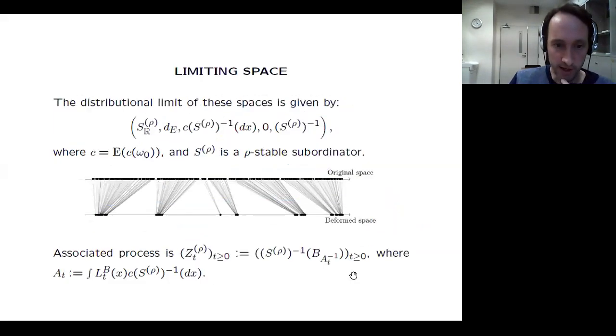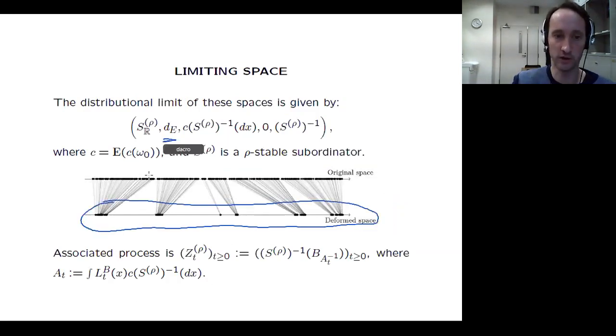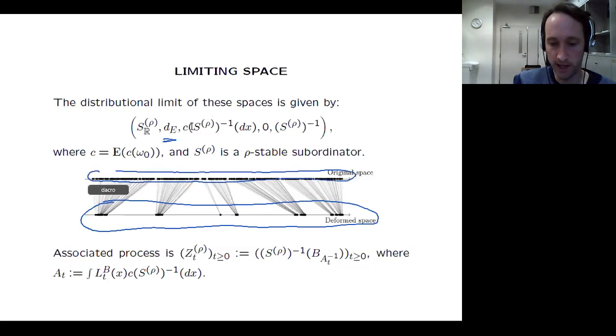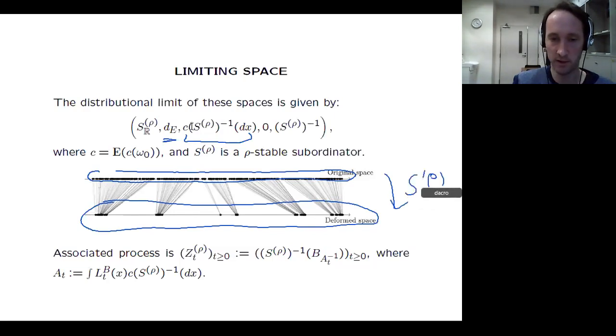So like I say, we've shown that the resistance metric space converges to the picture here. Namely just the image of a subordinator equipped with its usual Euclidean distance down here. We know that the invariant measure was converging to Lebesgue up on the top line, and so it converges to the image of this down here. So S rho is mapping these points up here down to the deformed space. And so that's the measure on the bottom line here. And to get back, of course, from this deformed space up to the original space, we want to map back up by S rho inverse.